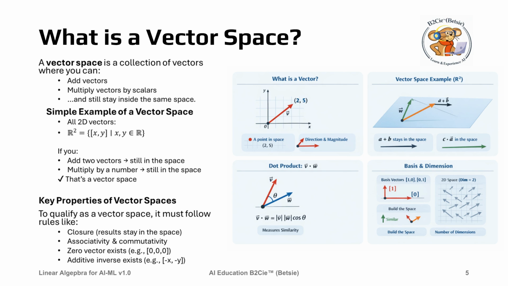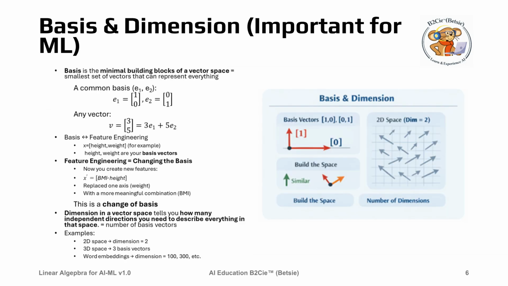mechanisms. A vector space is a collection of vectors where adding vectors or multiplying them by scalars keeps the results within the same space. Key properties include closure, associativity, commutativity, and the existence of a zero vector and additive inverse. Another interesting concept is that of basis. It is the unit vector, mostly represented by 1, 0 or 0, 1, etc., on the x-axis and y-axis. Vectors in this space will be either scaled or their size will increase, but remain in the same space. Dimension, on the other hand, tells you how many independent directions you need to describe everything in that space.